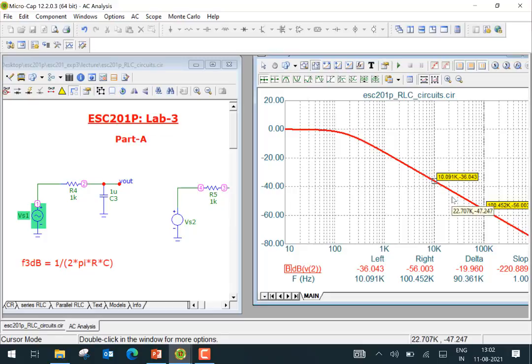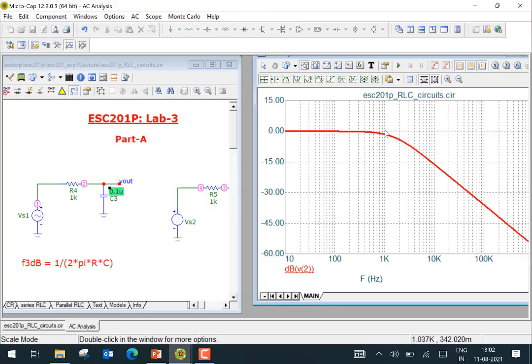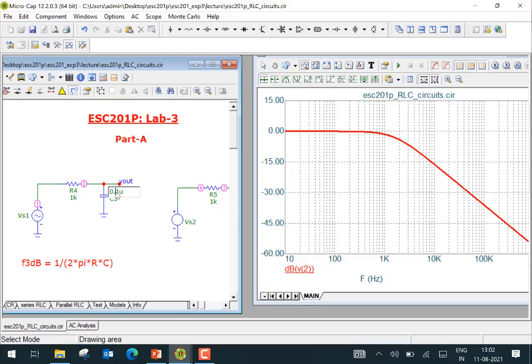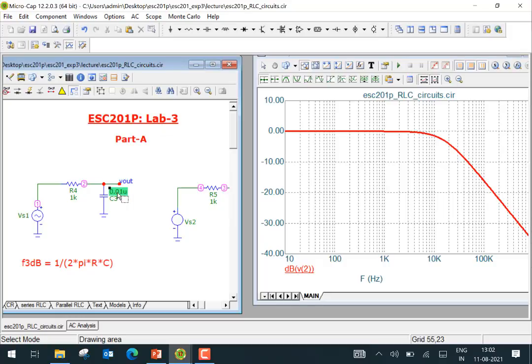And if you wish, you can alter the 3 dB frequency. If you want to shift it to higher frequencies, change the capacitance to, let's say, 0.1 here, and you can immediately see the effect. Note that the 3 dB frequency has moved right. You can move it further right. So you can change the 3 dB frequency either through C or through R, okay? You can explore how to alter the 3 dB frequency.